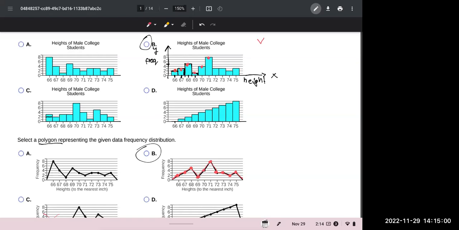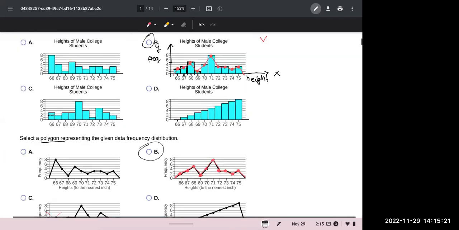So I'm drawing the points in the middle of each bar. And if I connect them, you're going to see the shape of the frequency polygon. And like you see, this is exactly the same as graph B.